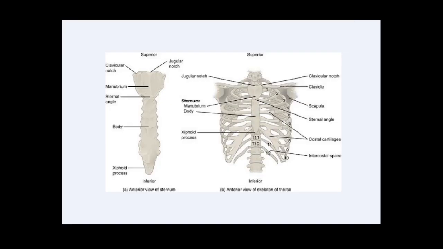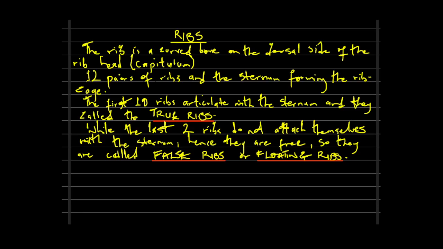You can see right here that the first 10 attach themselves to the sternum. The first 10, starting from here, are T1, T2, T3, T4, T5, T6, T7, T8, T9, and T10. All of these ones attach themselves to the sternum. Unlike the last two, T11 and T12, they do not attach themselves to the sternum, so they are referred to as the floating ribs. So that is about the ribs.